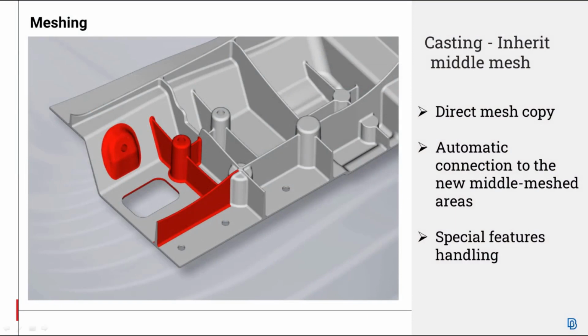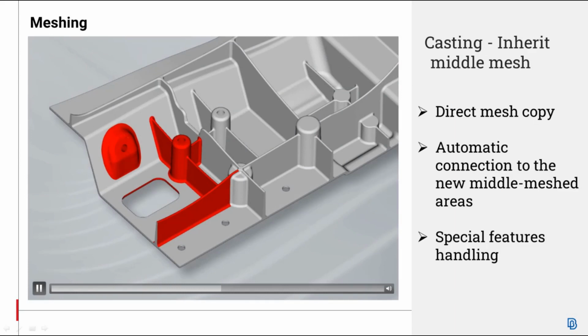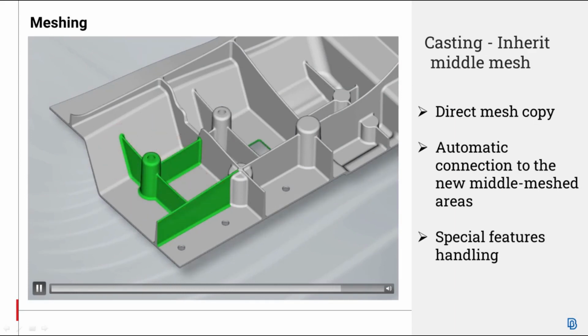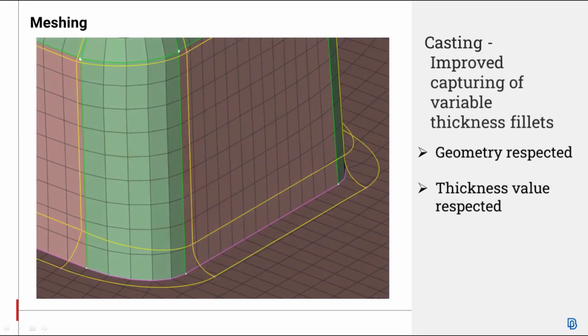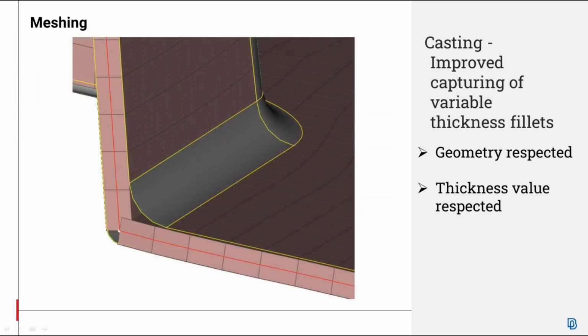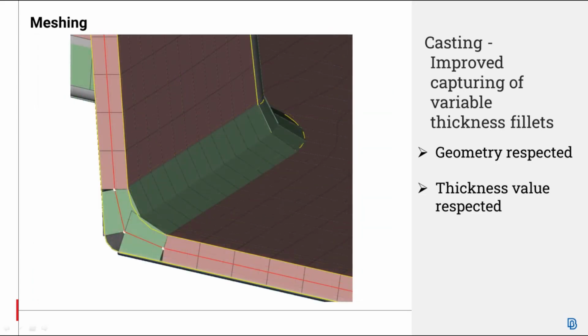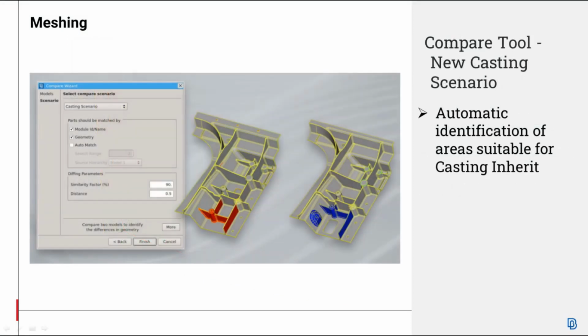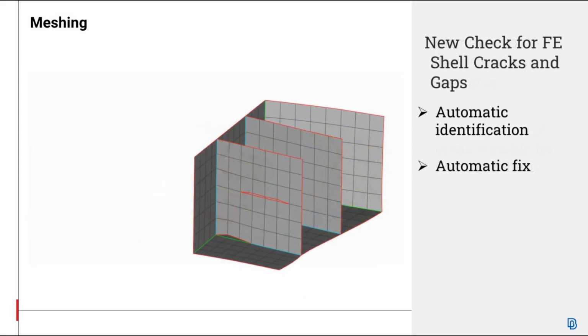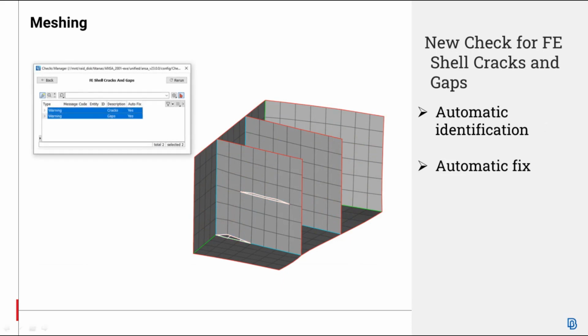Regarding meshing, on the casting side, direct mesh copy of similar areas and automatic connection to the new middle meshed ones are now available. Special features can be handled with automatic removal and mesh fixing. Fillets are now more accurately captured with respect to geometry and thickness during automatic middle mesh generation. An automatic identification of areas which are suitable for casting inherent functionality is now possible. Automatic identification and fixing of cracks and gaps is now available on FE models.